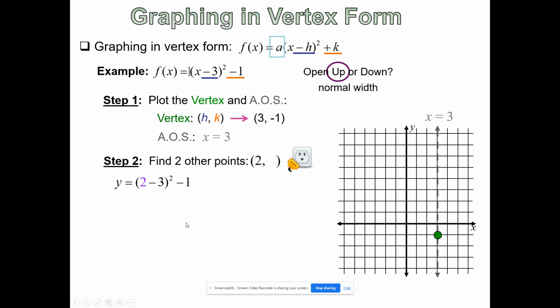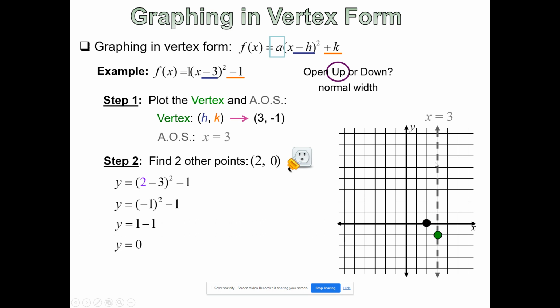So 2 minus 3 is negative 1. And then we do negative 1 squared. Remember, we have to do the order of operations. Negative 1 squared is 1. And then 1 minus 1 is 0. So I have 1 point here at 2 comma 0. So I'm going to go ahead and graph that. 2 comma 0 right there.